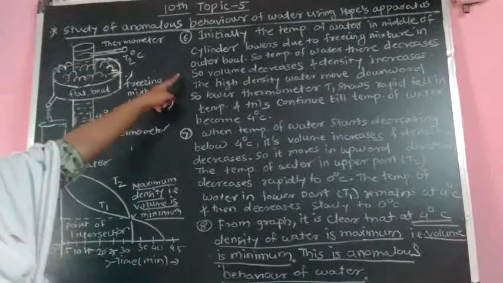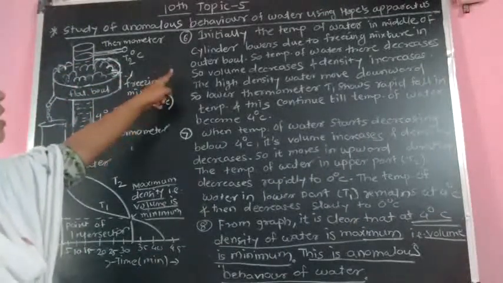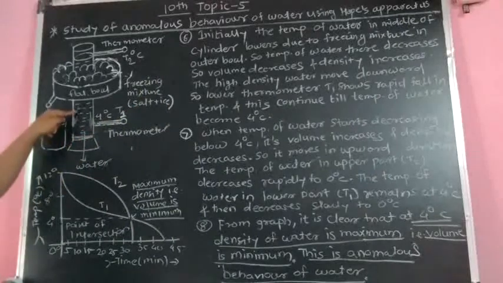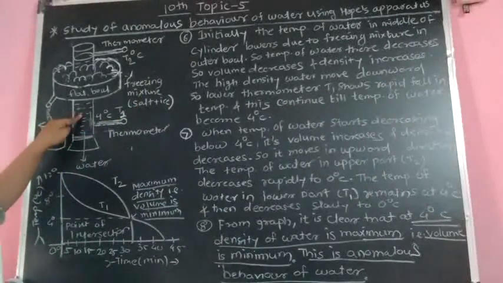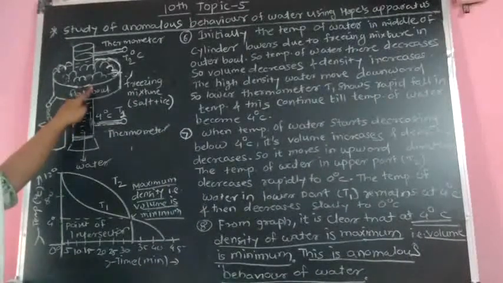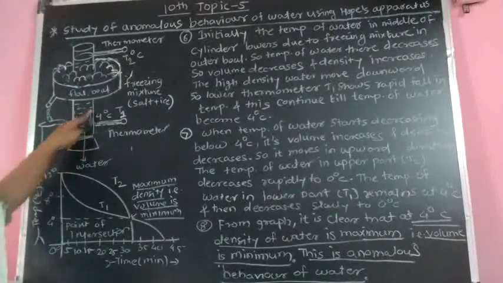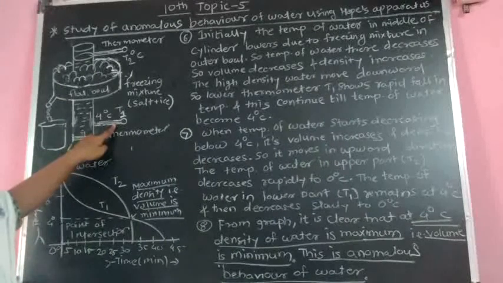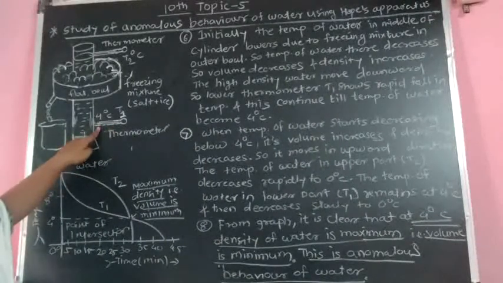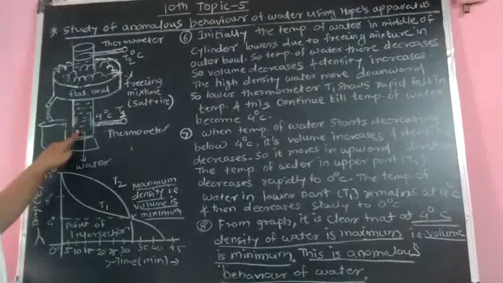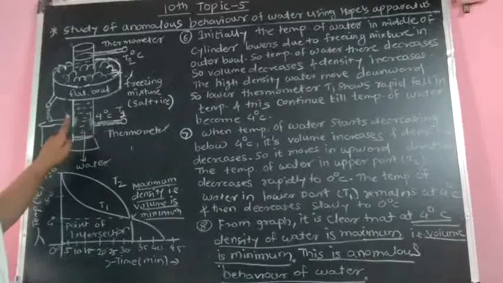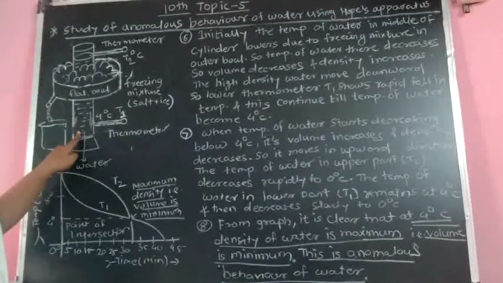Initially, the temperature of water in the middle of the cylinder is lowered due to the freezing mixture in the outer bowl. That is, the temperature of water in the lower part of the cylinder decreases fast because of the presence of ice in the middle. So the temperature in thermometer T1 decreases fast as compared to thermometer T2. As the temperature of the water in this part decreases, its volume decreases, and as volume decreases, density increases, because volume and density are inversely proportional to each other.